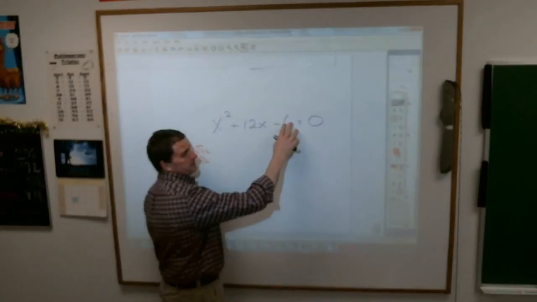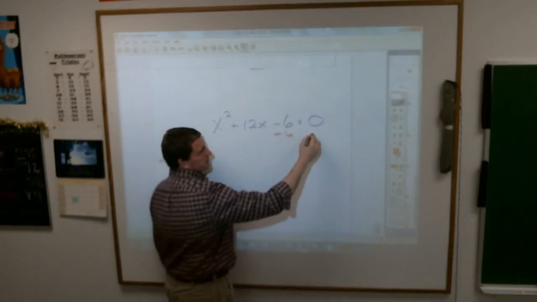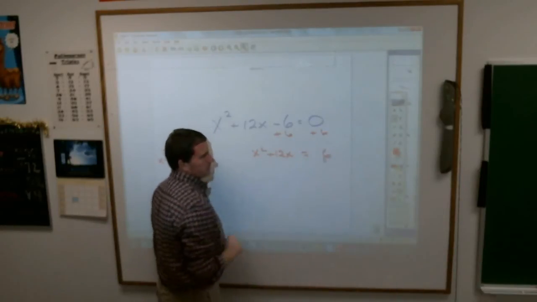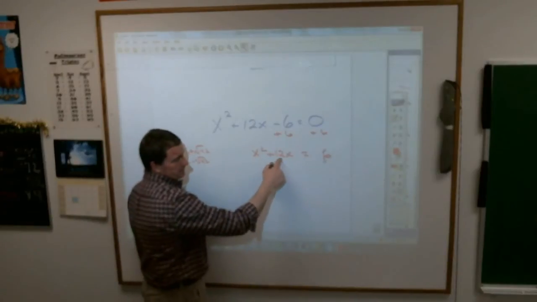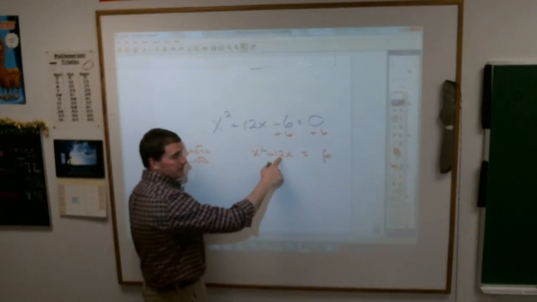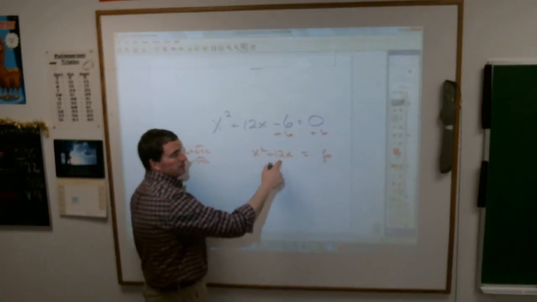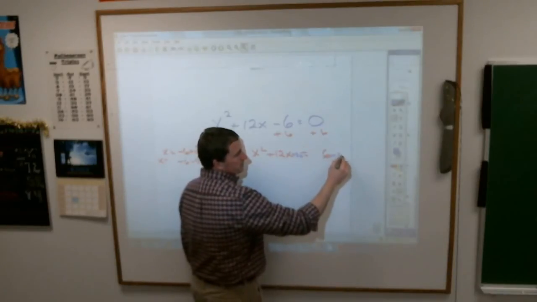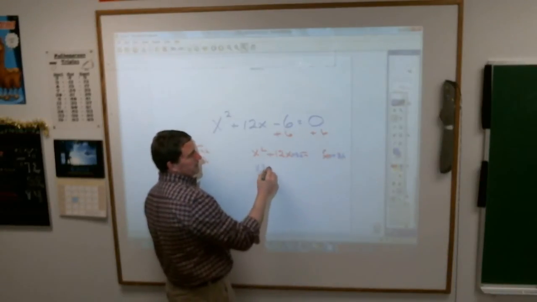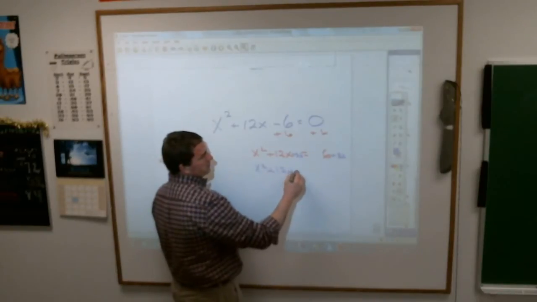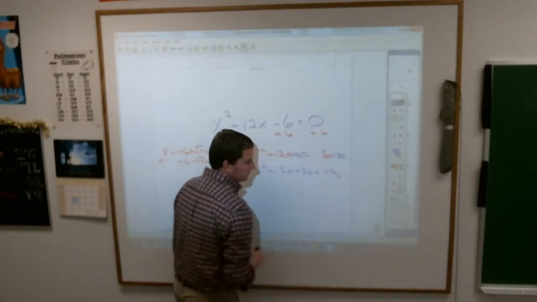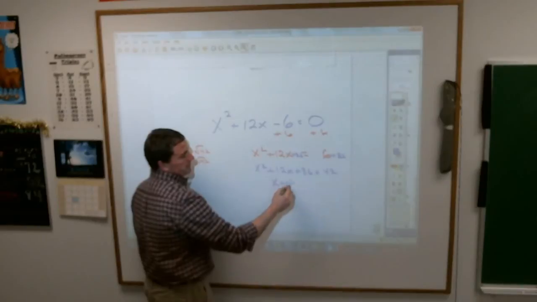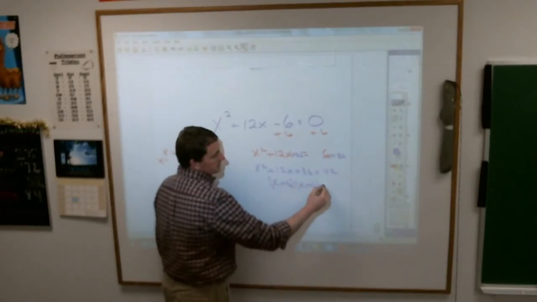First step is you wanna get this constant over to the other side, so you add 6. So you end up with x squared plus 12x equals 6. Here's where you take half of the coefficient in front of the x, which is 6, and square it. 6 times 6 is 36. That's what you add to both sides. 12x plus 36 equals 42. You just made this a nice perfect square trinomial, which is x plus 6 times x plus 6.